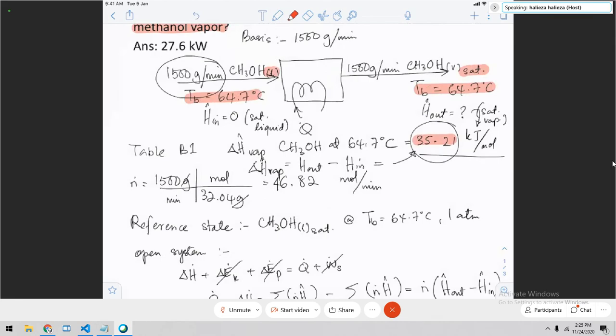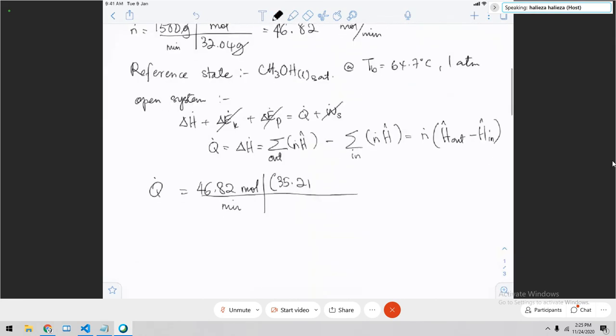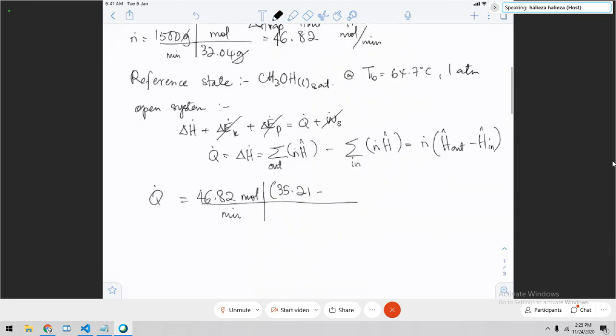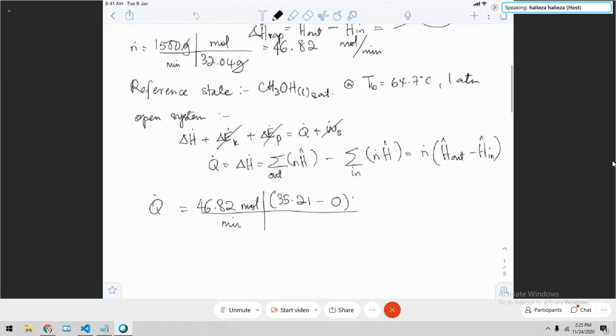So now let's go back to the calculation. We will put in the value. Just now we said 32.21 minus 0, and the unit is kilojoules per mole. So cancel that off. That is going to be in kilojoules per minute, and I need to change it to seconds because we want it in kilowatts. 1 minute is 60 seconds, and that will give you your answer in kilowatts. So anybody, can you give me a value, please?